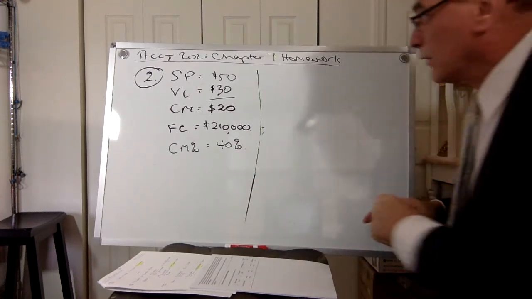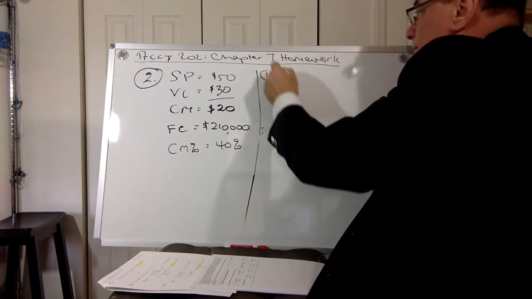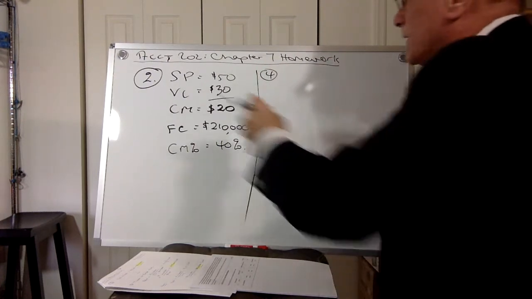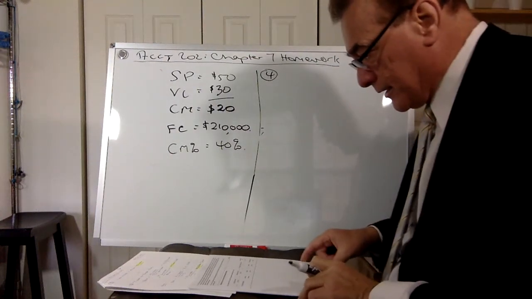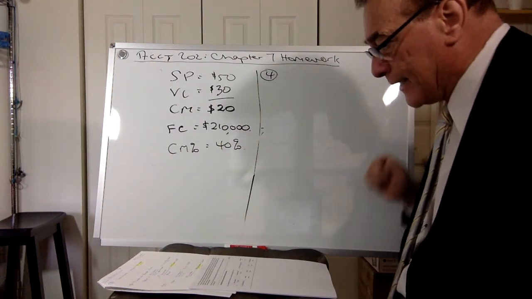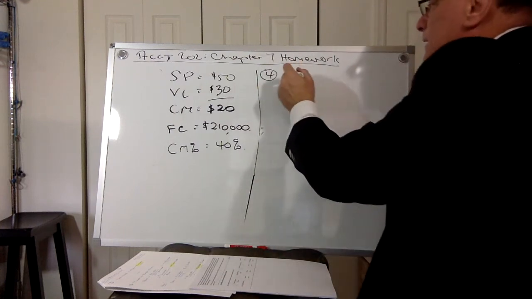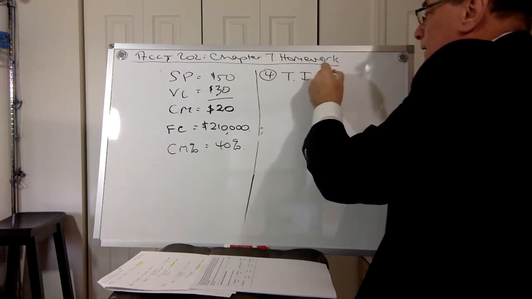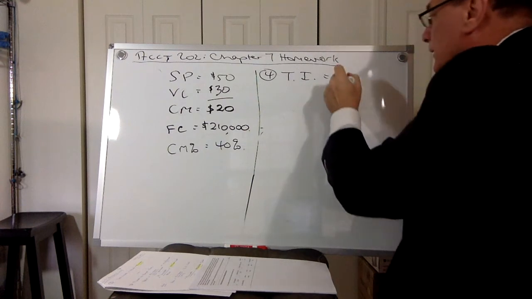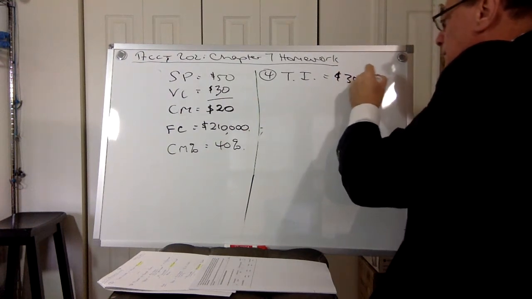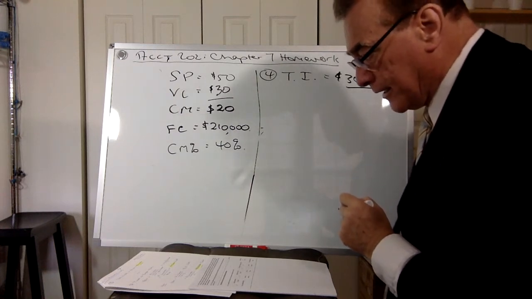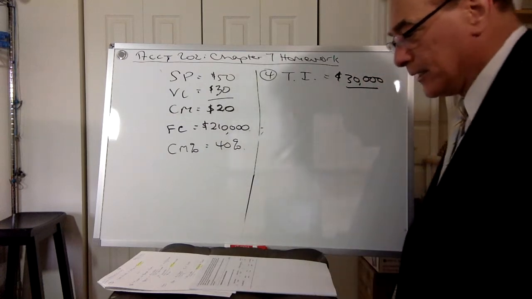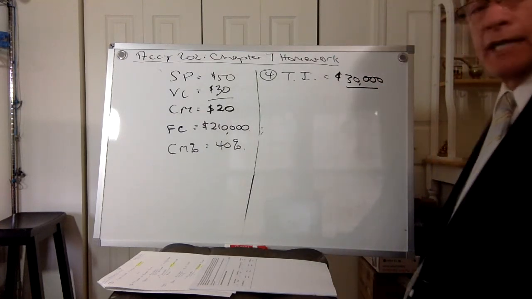Right, now with question 4, same information as we had over here. It says, if Funtime Cruise Line has a target operating income of $30,000, so we'll say TI for target income. What is the number of dinner cruise tickets the company must sell to make the $30,000 target income?